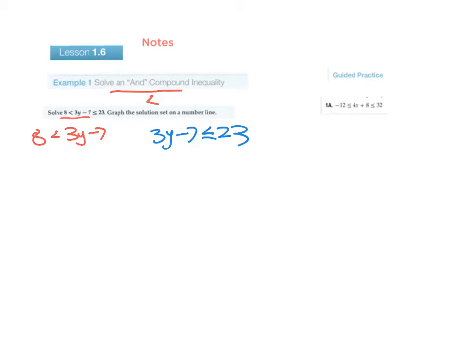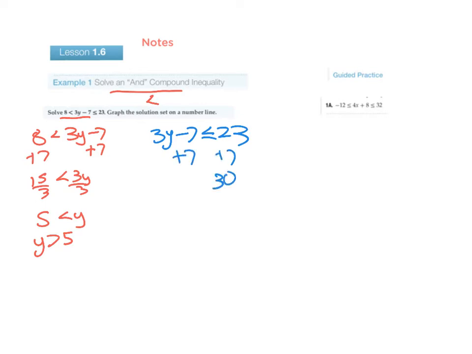If I solve this one, I have plus 7, 15 less than 3y. Divide by 3. I get y is greater than 5. And I'm going to actually move that around, flip the sign so I can graph them much easier. And I'll do my blue one. I'm going to add 7 to both sides. That's 30. So 3y is less than or equal to 30. Divide by 3. Y is less than or equal to 10.